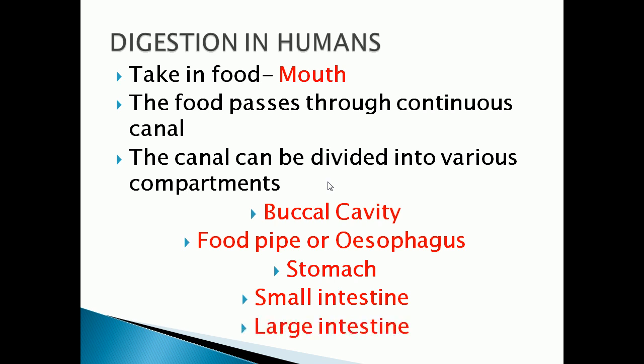This canal, our digestive tract, is called the alimentary canal. The alimentary canal can be divided into various compartments. What are they? Buccal cavity, food pipe or esophagus, stomach, small intestine, and large intestine. Understood, children?